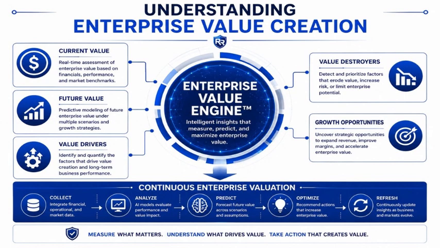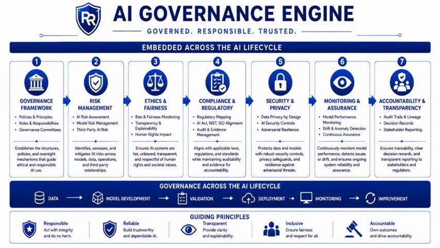To make that kind of intelligence trustworthy, Riskready OS needs governance built into the artificial intelligence lifecycle. The artificial intelligence governance engine is embedded across the Riskready OS lifecycle. It supports governance, risk management, ethics, compliance, security, monitoring, accountability, and transparency.